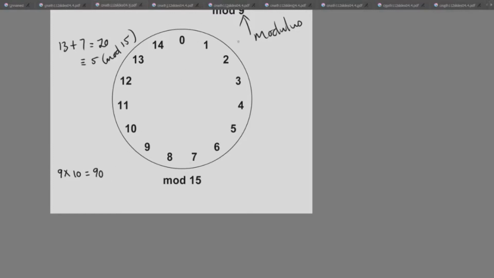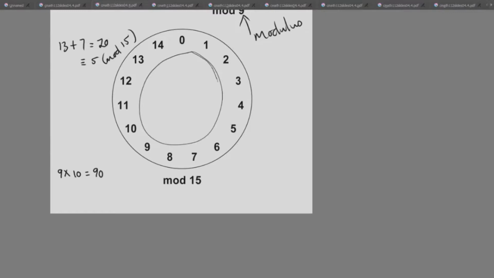How many full loops of 15 can fit into 90? I don't really care what that answer is. I want to know, is anything left over? Well, no, it'll be 15. It's a full loop. Let's emphasize that.